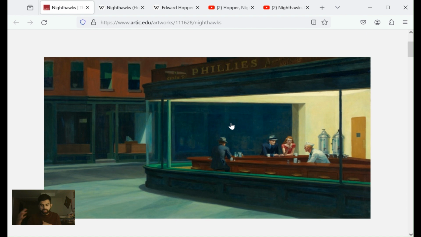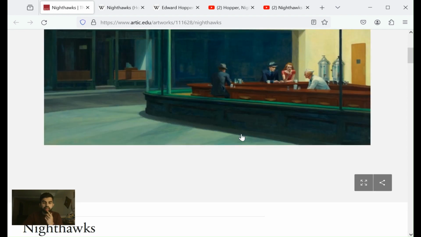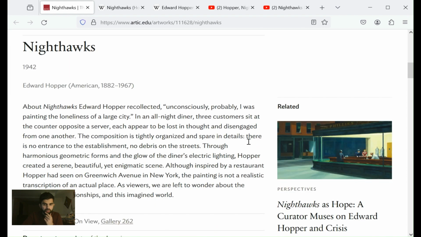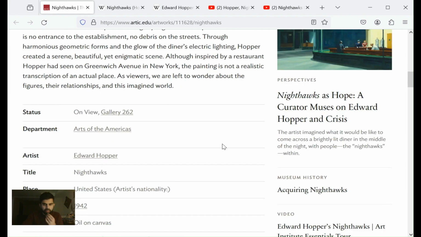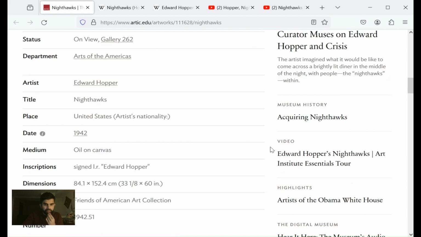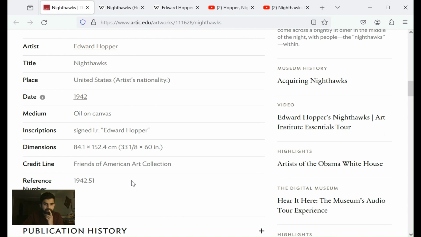When I was reading about his life, his early sketches, he made about 19 sketches for this particular painting. And currently, it's located at the Art Institute of Chicago, which bought the painting for about $3,000. Again, I'll have to fact check that. It's an oil on canvas. These are the dimensions.